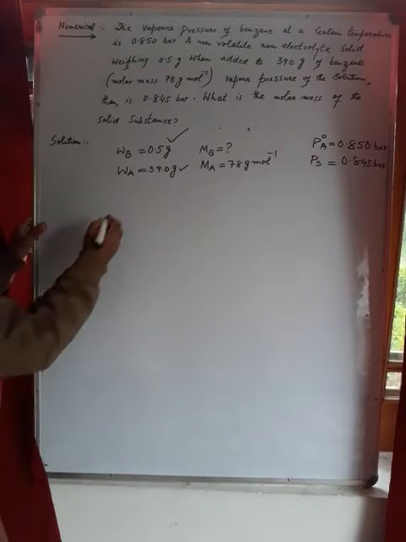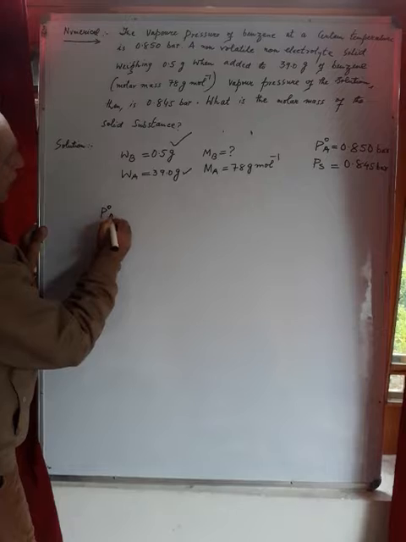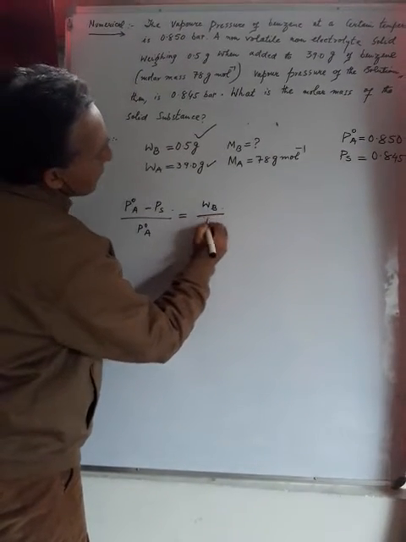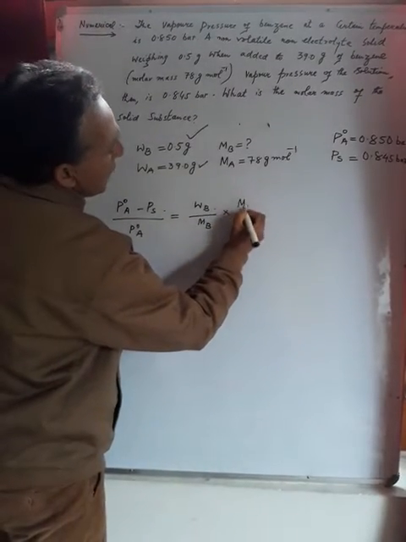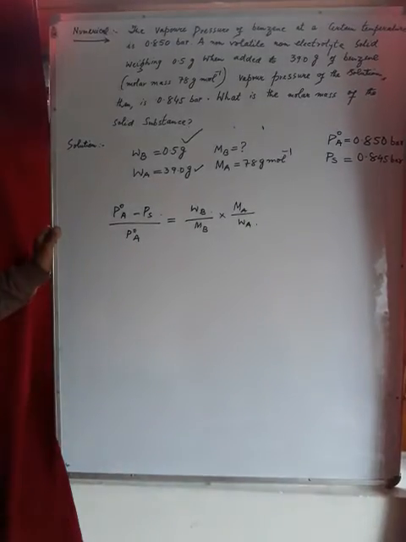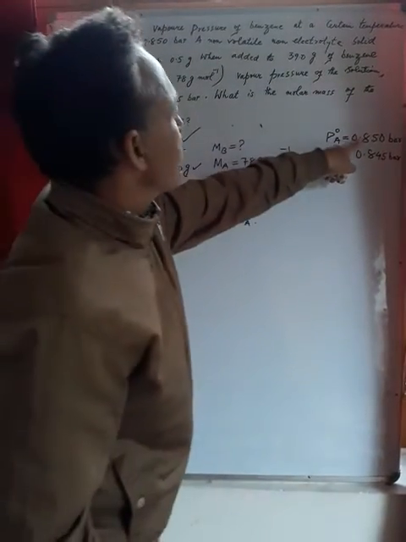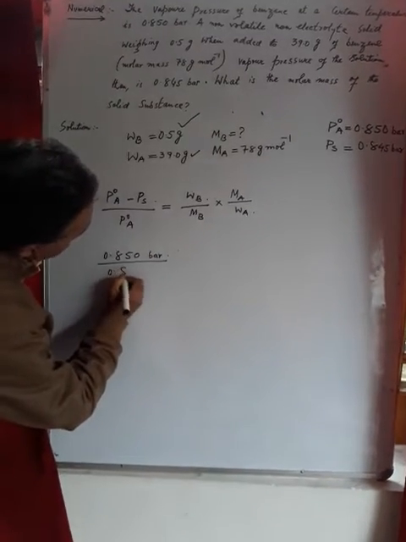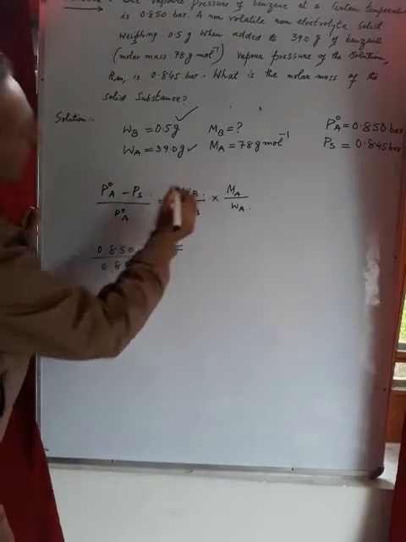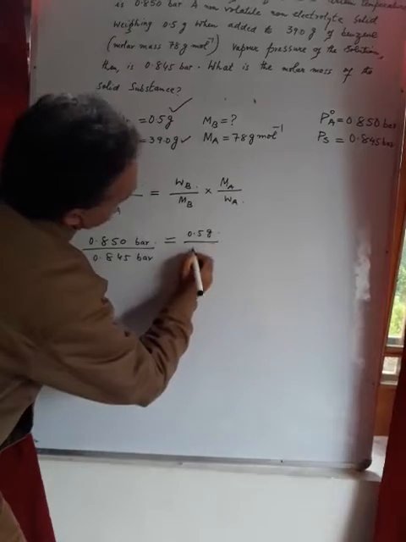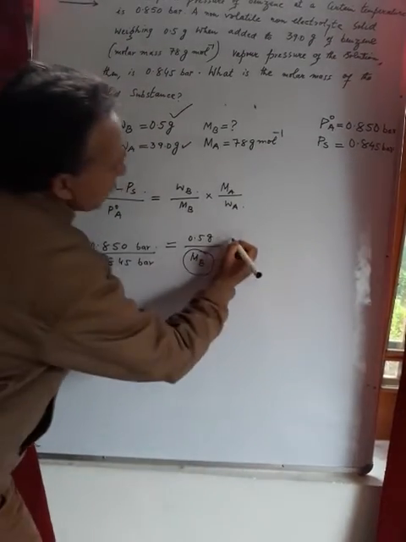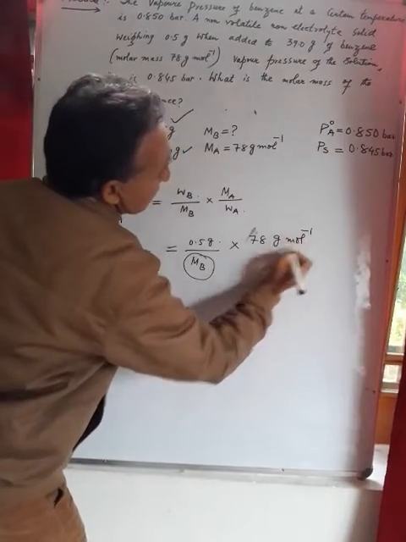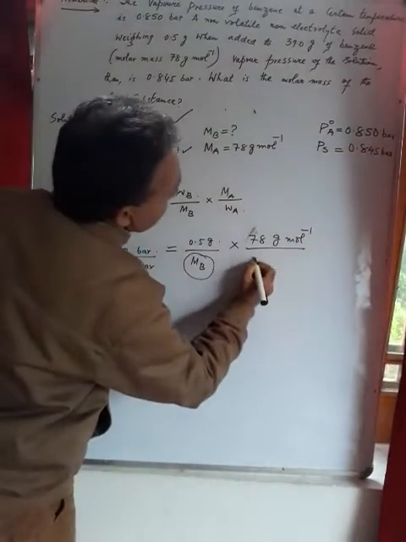Now we will apply the formula of relative lowering of the vapor pressure, that is (P naught A minus PS) divided by P naught A is equal to WB by MB into MA by WA, which we have just derived. What is P naught A? P naught A is the vapor pressure of the benzene, that is 0.850 bar. So (0.850 minus 0.845 bar) divided by 0.850 is equal to the mass of the solute, 0.5 gram, divided by MB, into MA, the molar mass of the solvent, 78 grams per mole, divided by the mass of the solvent, 39 grams.